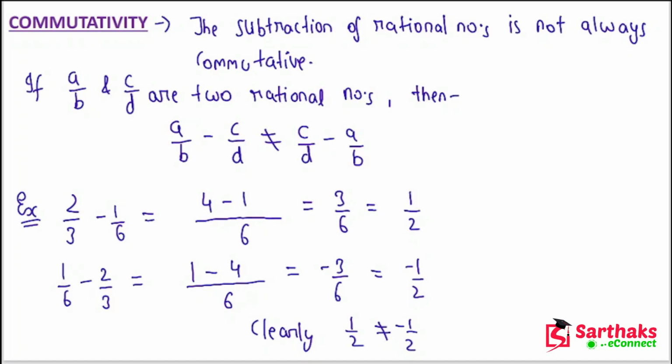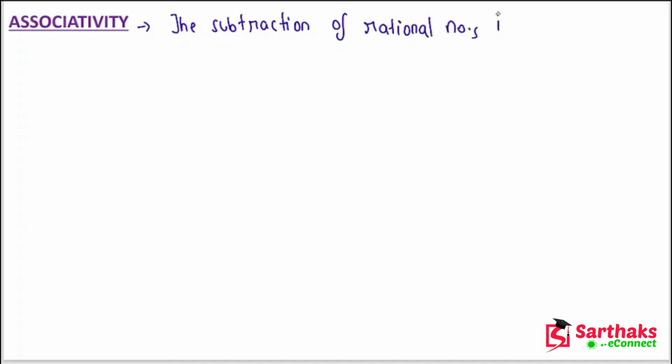Now let us move to the next property, which is associativity. Now what associativity says is that the subtraction of three rational numbers, or you can write the subtraction of rational numbers, no need to write how many numbers because it is one and the same, the subtraction of rational numbers is not associative, unlike addition of rational numbers, which was associative.